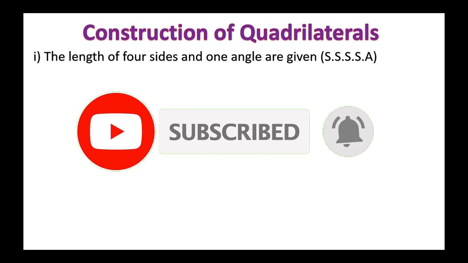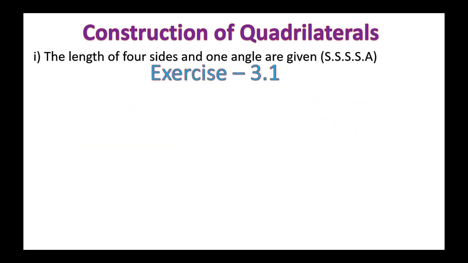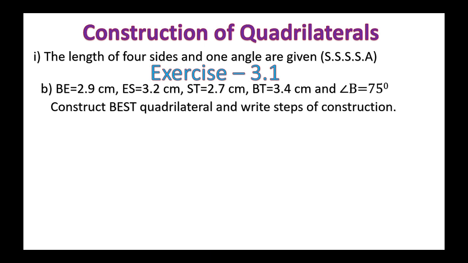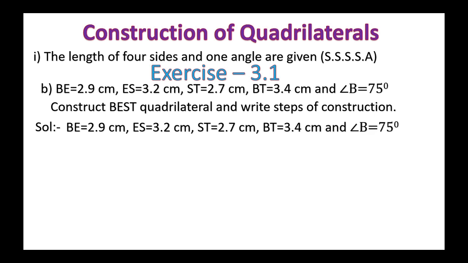The lengths of 4 sides and one angle are given. B problem. BE is equal to 2.9 centimeters, ES is equal to 3.2 centimeters, ST is equal to 2.7 centimeters, BT is equal to 3.4 centimeters and angle B is 75 degrees. Construct quadrilateral BEST and write the steps of construction.